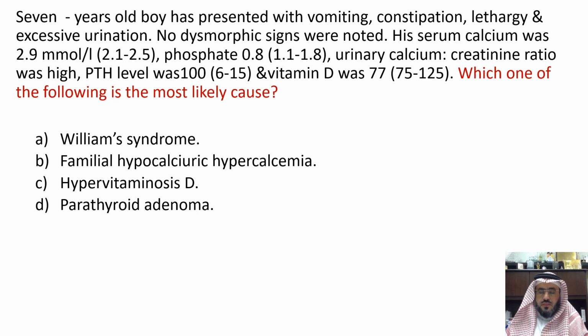dysmorphic signs. In familial hypocalciuric hypercalcemia, there is a mutation of the calcium sensing receptor, not vitamin D, calcium sensing receptor. In this condition, the urine calcium creatinine ratio will be very low, sometimes undetectable. Here, the urine calcium creatinine ratio was high, not low. So it's against number B. It's against hypocalciuric hypercalcemia. Here we have excessive excretion of calcium in the urine.